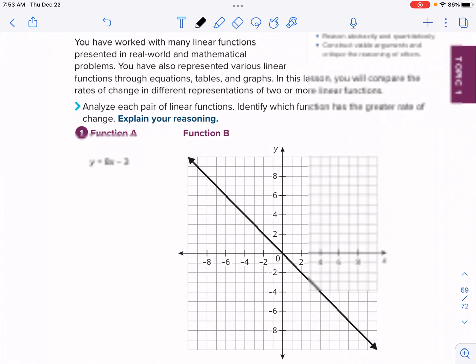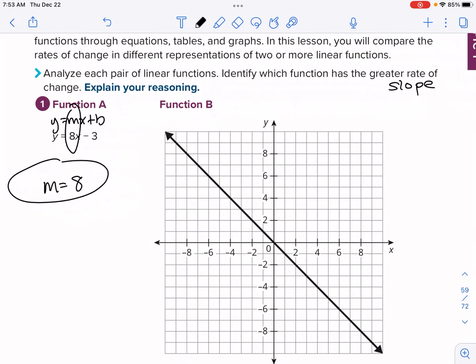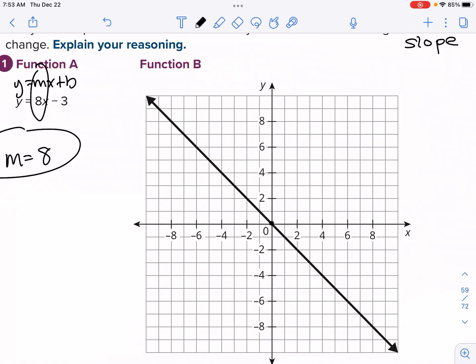Okay, let's start with function A. This is in slope-intercept form, so it's easy to find the slope. The slope of this is m. So we would say that the rate of change, in this case, is 8. Let's see if function B has a larger rate of change. In order to find the slope of a line, you pick 2 points that we can use. I'll pick the origin, and I'll pick right here at the coordinate (3, -3).